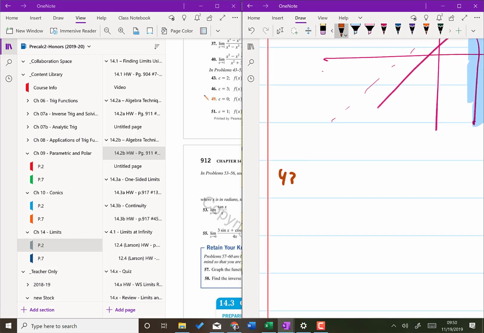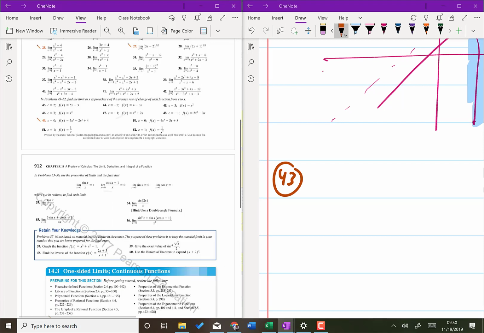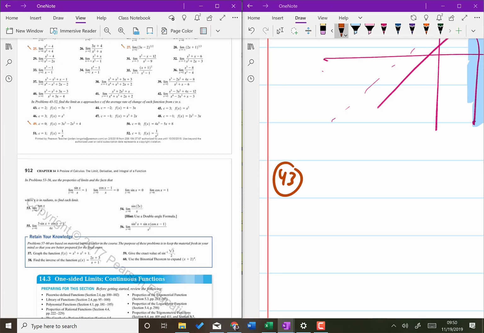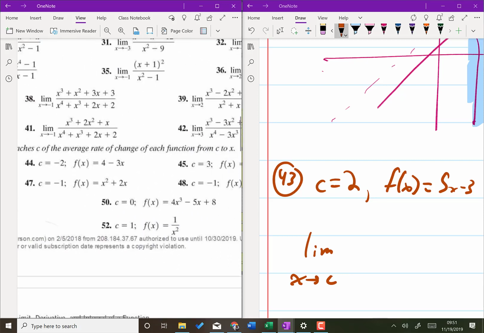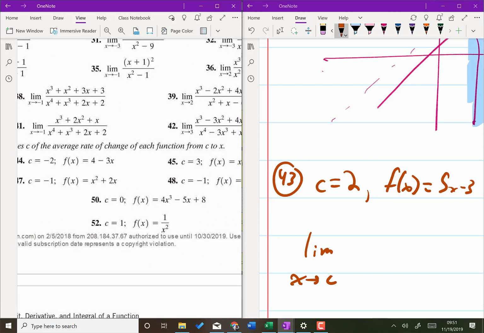Okay. Let's look at the directions for 43. It asks, find the limit as x approaches c of the average rate of change of each function from c to x. C equals 2, and f of x is equal to 5x minus 3. And it says, find the limit as x approaches c of the average rate of change of each function from c to x. What is average rate of change?